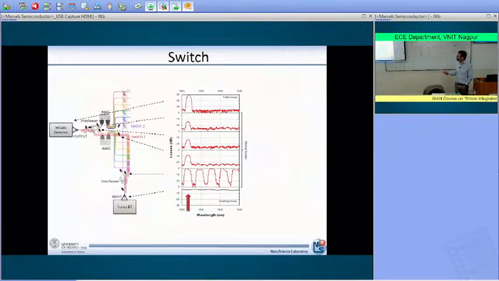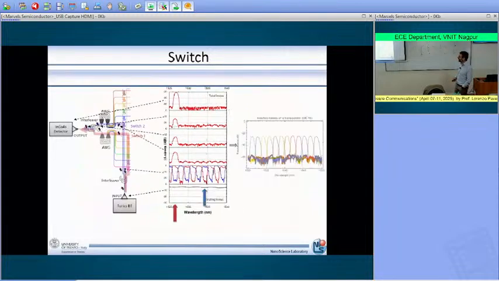Look at the number here. Yeah, power losses, minus 20 dB. It means that we are losing 20 dB of the input optical power. That is huge. But let's see if we can work on another channel.